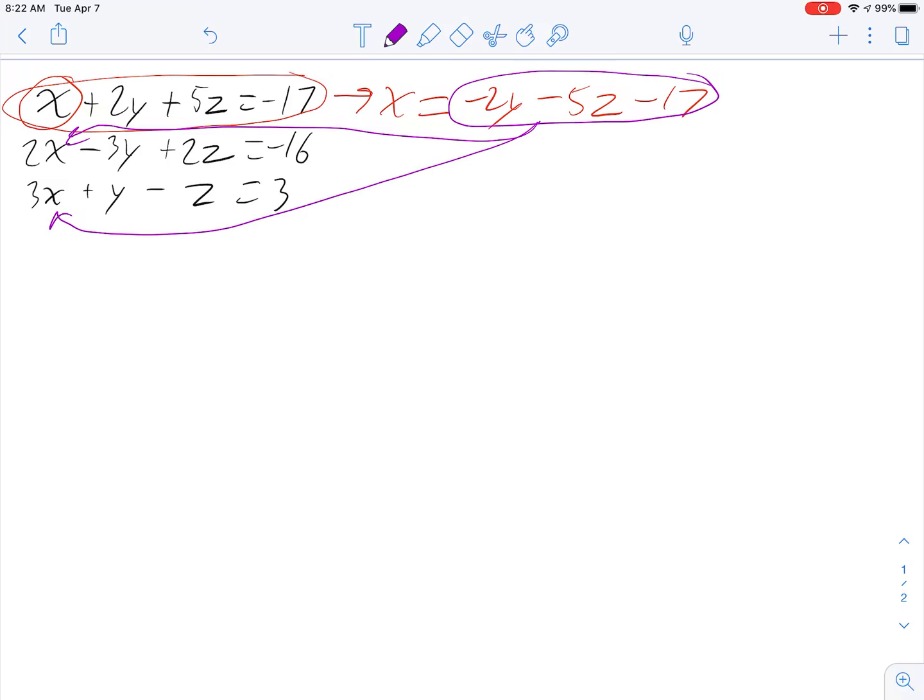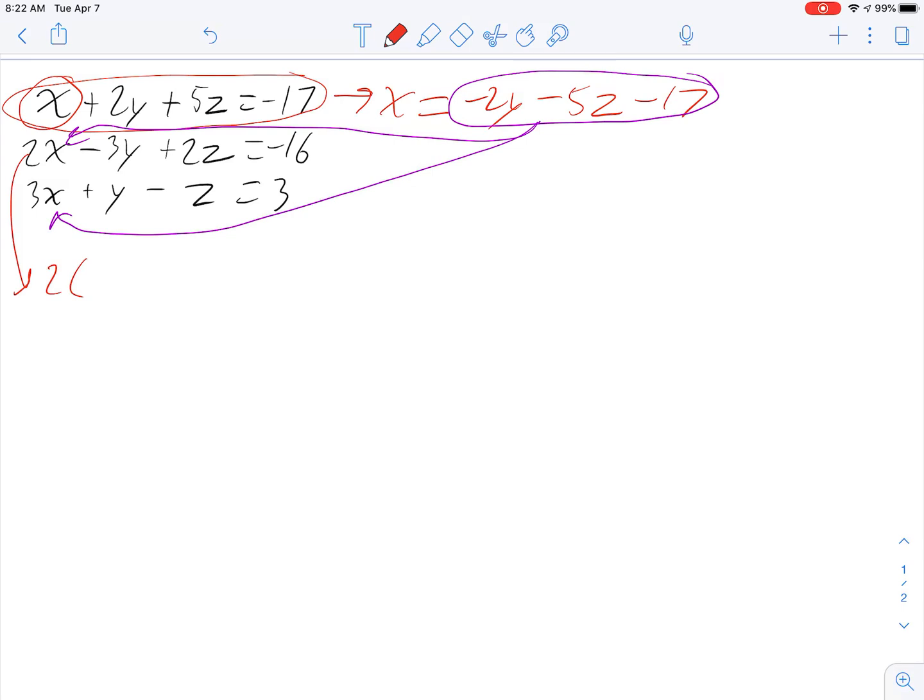And hopefully what you can see is going to happen is we're then going to have equations with just y and z. So we're going to have two equations with just two variables, which we already know how to solve. That's always the goal, is to break it down from 3 equations and 3 variables to 2 equations and 2 variables. So first let's do the second one.